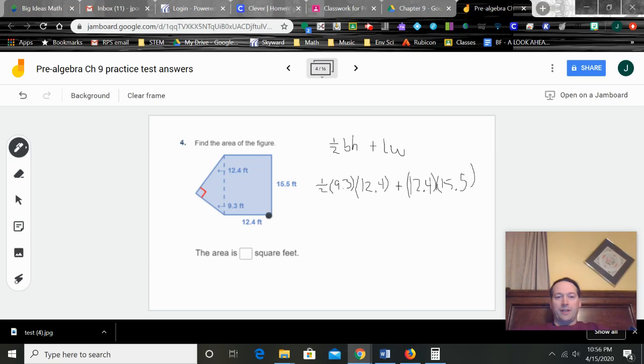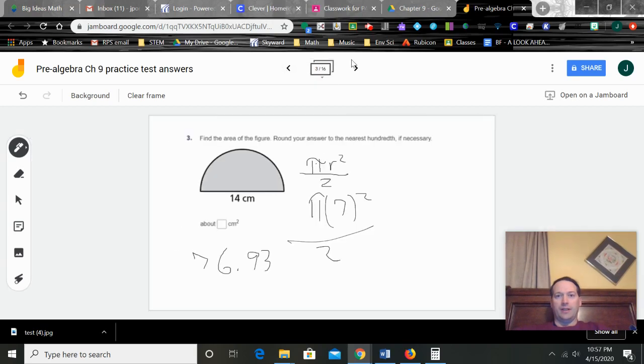Now this one gets slightly more complicated. Remember, you have to find the area of a complex or composite shape, so you have to find the area of both parts. Here we have a right triangle. The area of a triangle is 1/2 base times height. Remember, the base and the height are the two sides that form the right angle. So it's 1/2 times 9.3 times 12.4, and that comes out to be 57.66. I'll make sure I wrote the right number there.